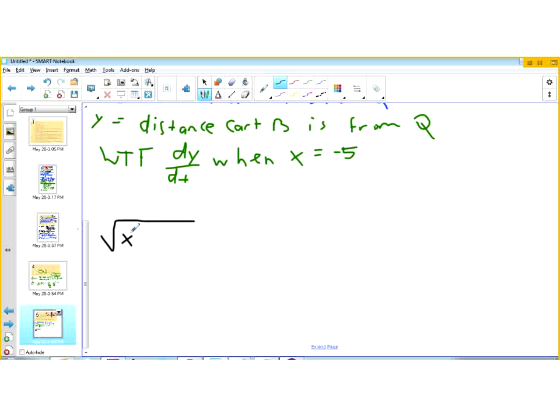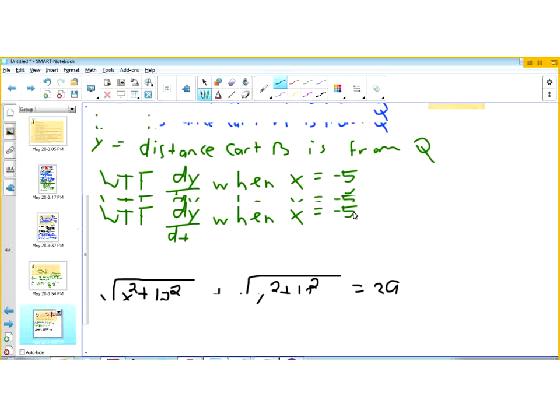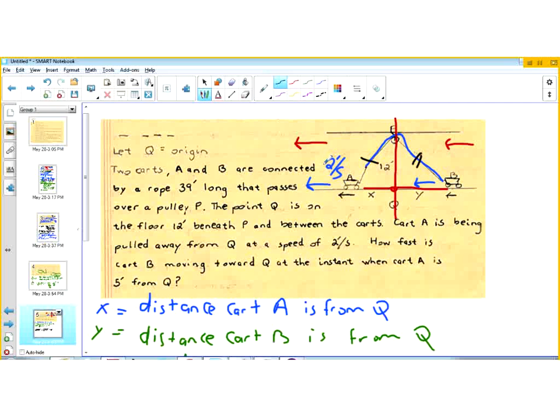So right off, we have a formula. The length of the first hypotenuse is the square root of x squared plus 12 squared. That's the hypotenuse connecting cart A with point P. The second hypotenuse connects cart B with point P, the pulley, and its length is the square root of y squared plus 12 squared. The sum of the lengths of the two hypotenuses is equal to the length of the rope, which is 39. Now we need dy over dt.